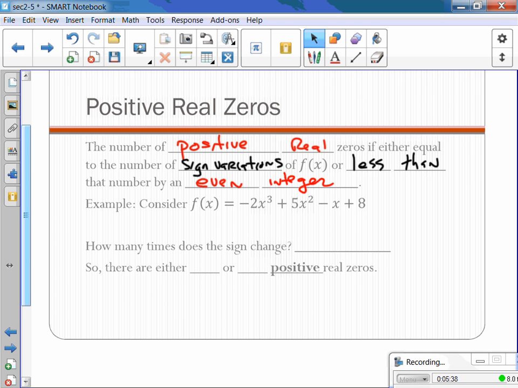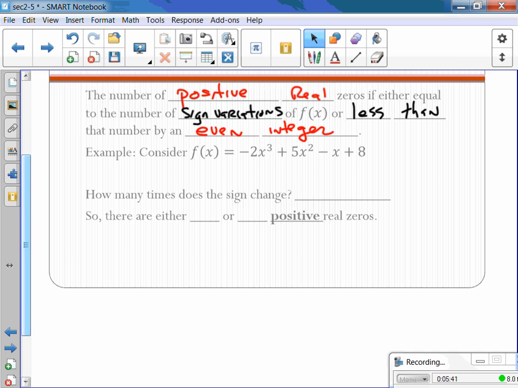So, for instance, we have f of x equals negative 2x cubed plus 5x squared minus x plus 8. How many sign changes do I have? I'm starting off with what? Negative. From negative to positive, there's 1. There's 2. So we have sign changes 3 times.